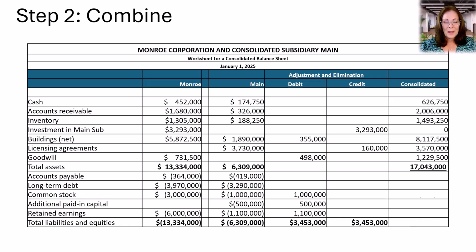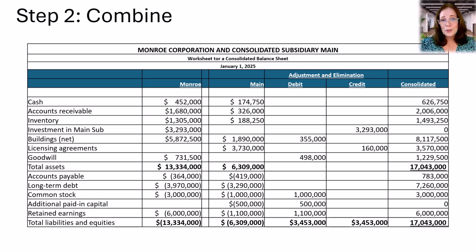For total assets of $17,043,000. Just like the assets, we combine the balances of the liabilities, $783,000 for accounts payable and $7,260,000 for long-term debt, as well as the equity accounts, for total liabilities and equities of $17,043,000. Did you notice that the final balances in the equity section are only the common stock and retained earnings for Monroe? And that is exactly what it should be, since we eliminated Maine Corporation's equity section. We now have the consolidated balance sheet for Monroe and Maine.